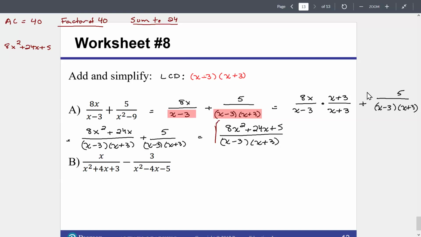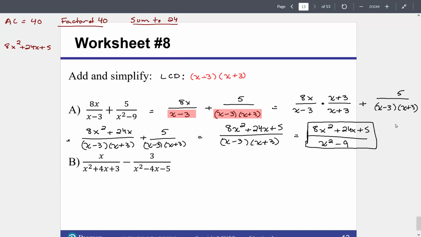We could go a little bit further and just say that's going to be 8x squared plus 24x plus 5 over x squared minus 9. All right, so for B, let's factor those.